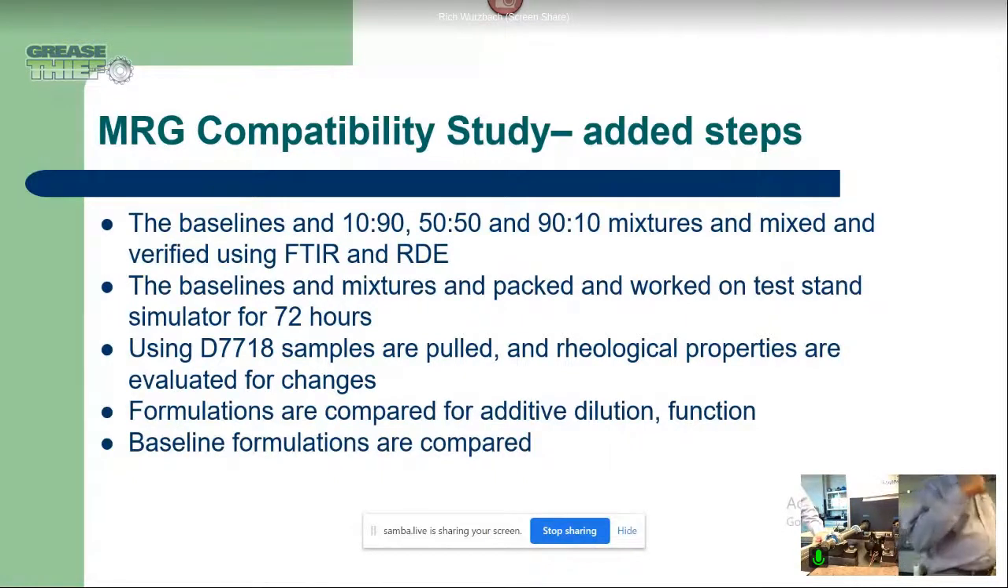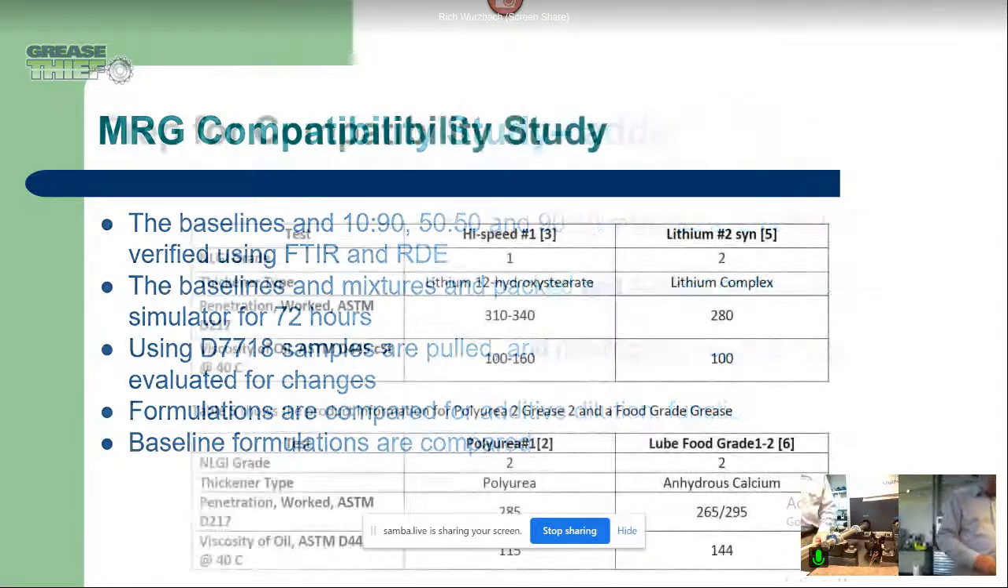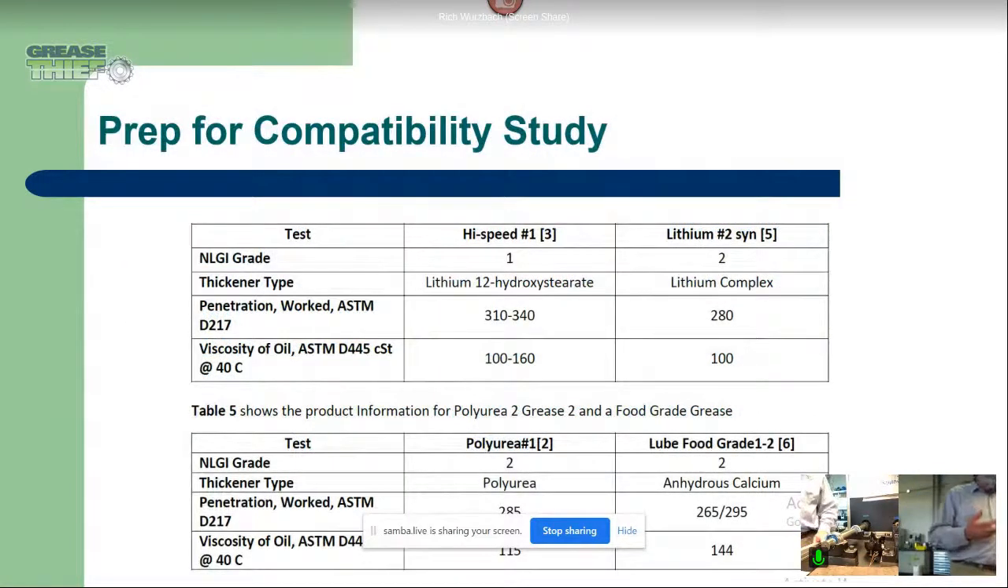And then we're also going to do some things like look at the formulation differences. Have we been diluting additives by having 2 different products here? What is the function of the 2 products? And we look at those formulations and compare them. So here's some of the comparison that would go into the report, even before we do this testing. And that includes comparing the NLGI grades.